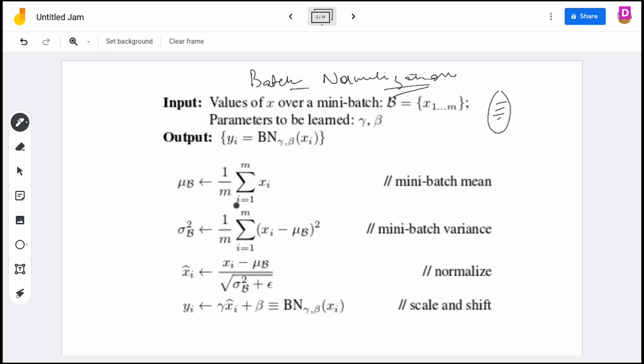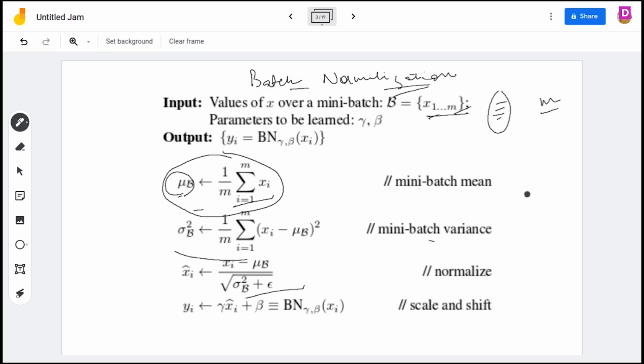First you find the mean of all the values in the batch. Let's say I am using a batch from x1 to xm, so there are m values. First of all I find the mean of those values, where mu is the mean. Then I find the variance, which is basically used to find the standard deviation. Once you find the batch mean and variance, you can normalize it.